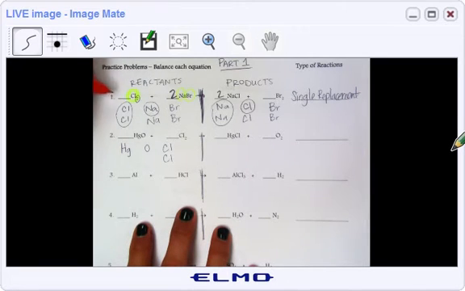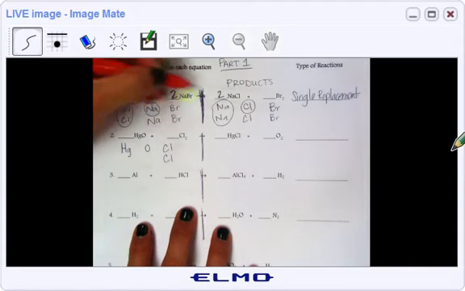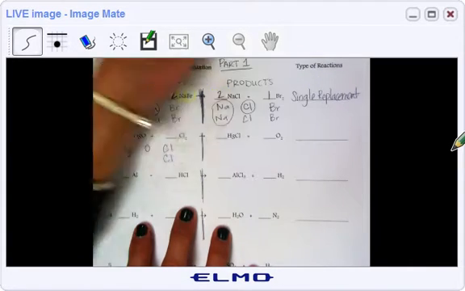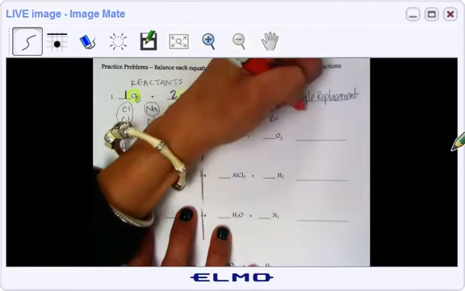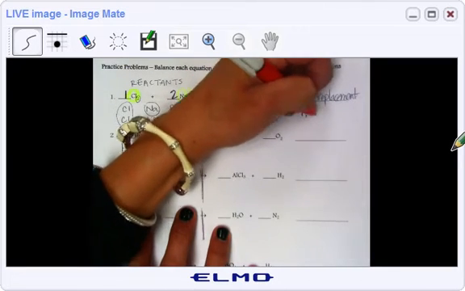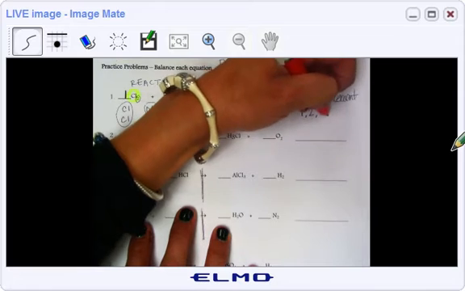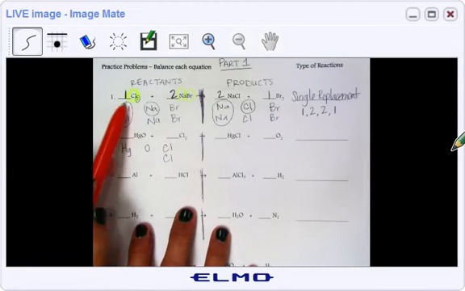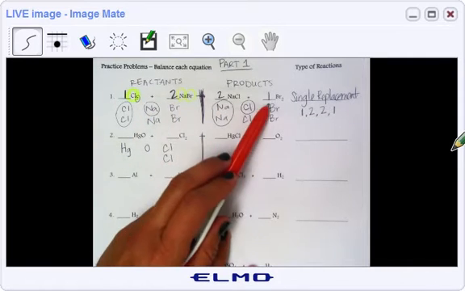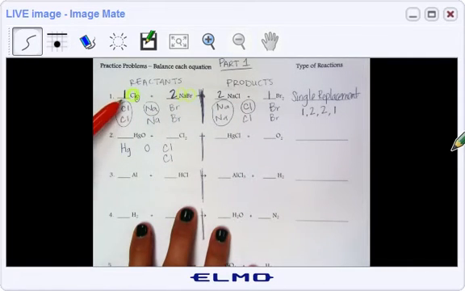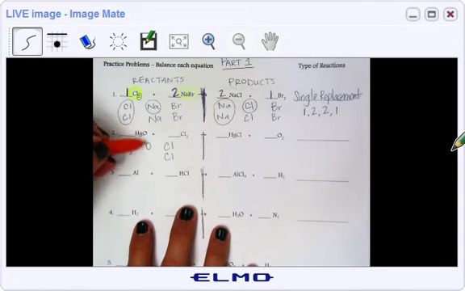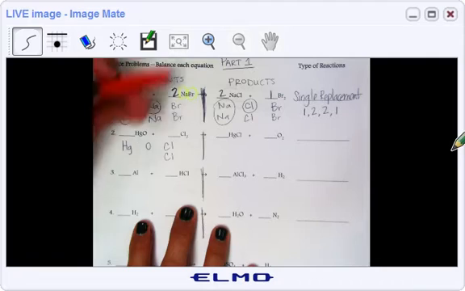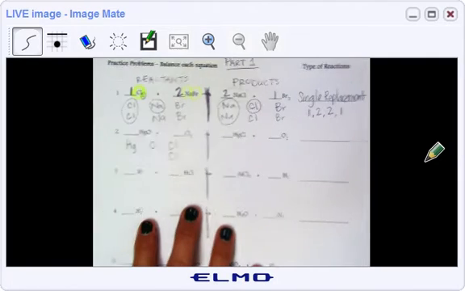And just to clarify, on the very top for number 1, the coefficients were 1, 2, 2, 1. So in a multiple choice exam, it might be listed like that to ask you what the coefficients are. 1, 2, 2, 1. You go left to right. Okay, back to number 2. 1 Hg, 1 O, 2 Cl. Why did I put 2 Cl? Anybody?